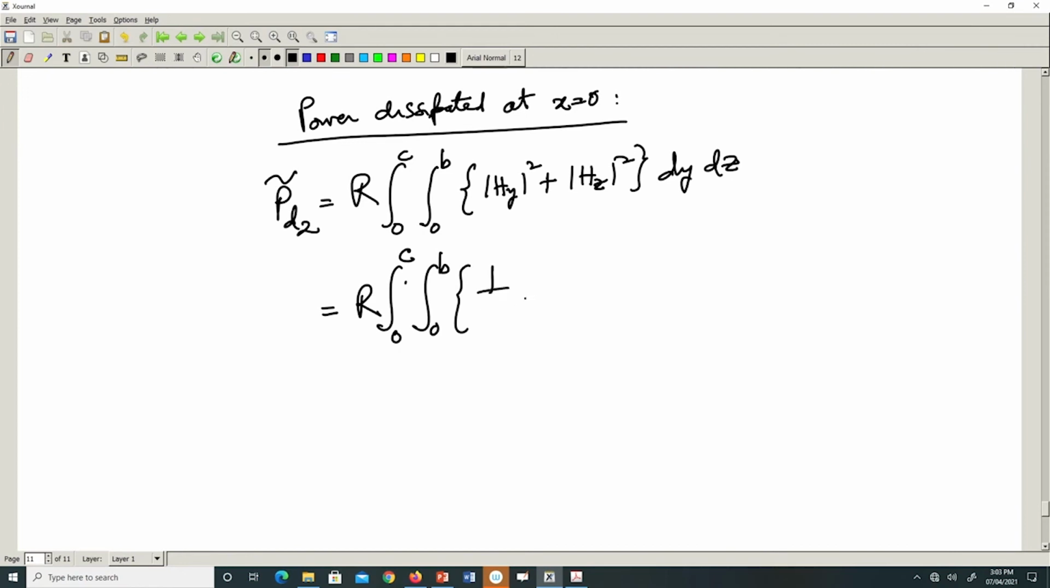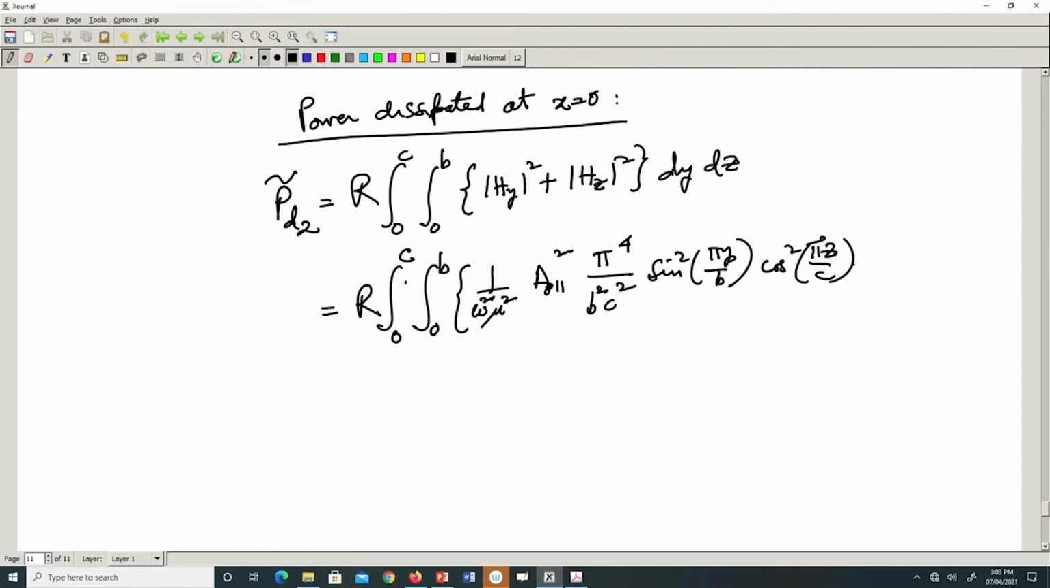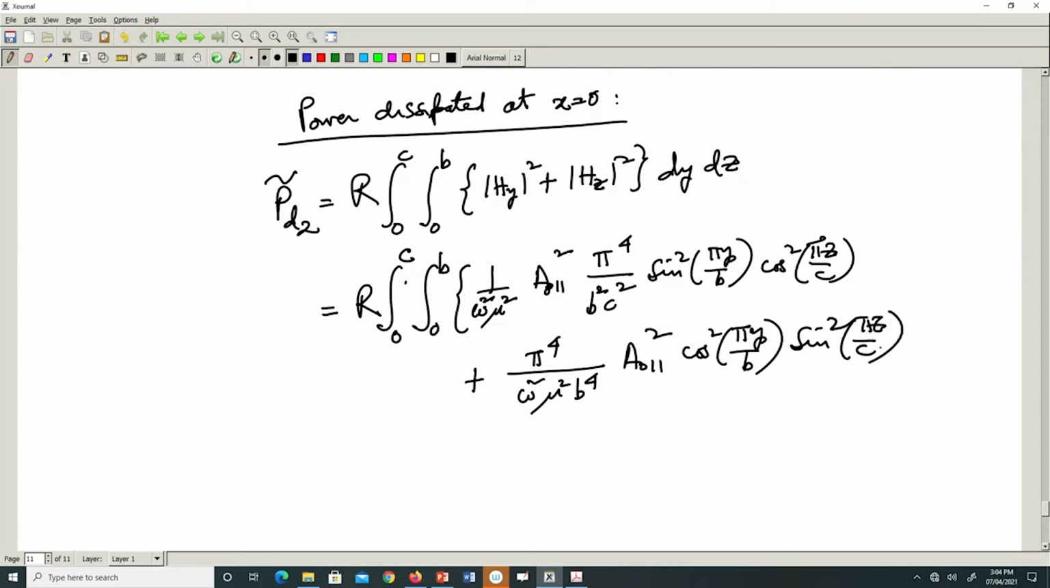If I substitute for mod h y square and mod h z square, we will get 1 by omega square mu square a 0 1 1 whole square pi to the power 4 by b square c square sin square pi y by b cos square pi z by c plus pi to the power 4 by omega square mu square b to the power 4 a 0 1 1 square cos square pi y by b sin square pi z by c dy dz.